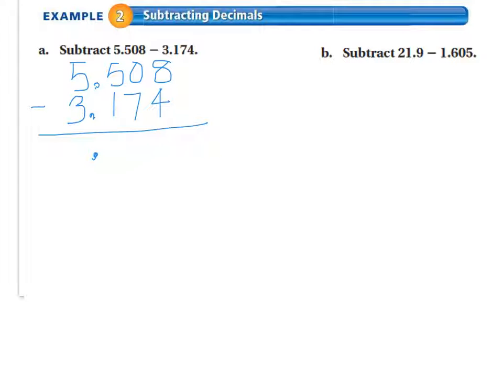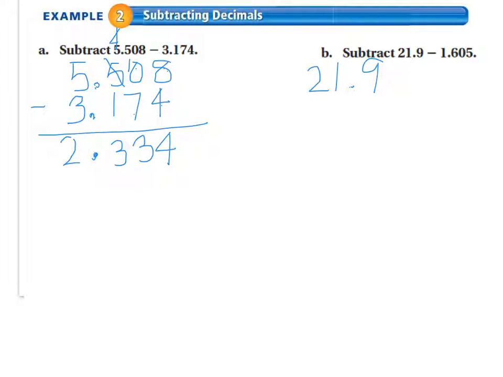So here I have tenths, hundredths, thousandths is what this place value is, the thousandths place. 8 minus 4 is 4. 0 minus 7 requires me to regroup, so I need to go over to the tenths place and regroup there. 10 minus 7 is 3. And 4 minus 1 is 3. 5 minus 3 is 2. 5.508 minus 3.174 equals 2.334.